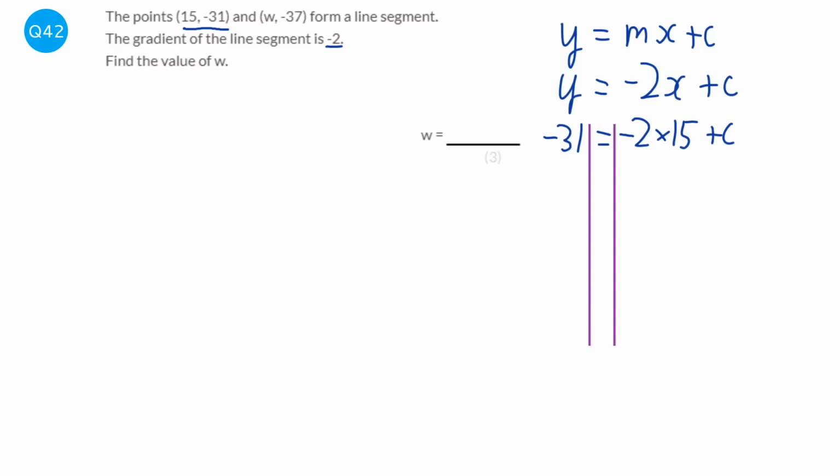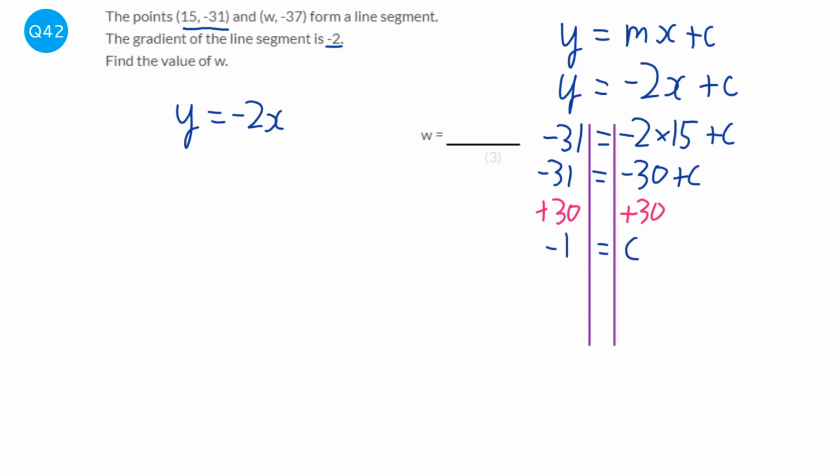So first thing I'm going to do is just tidy this up. 2 times 15 is 30, so -30 plus c. And I'm just going to add 30 to both sides to get c on its own. So that would be -1 equals c. So c is -1. So we now know that the equation is y equals -2x minus 1. And we're told that the y is -37. And we're looking for the x value, which they've called w.